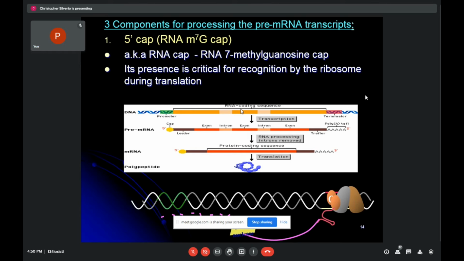Is that your first name? Yes, sir. Noriza. Did you understand this, Noriza, about the 5' cap? Yes po. So that the ribosome will recognize the messenger RNA. The RNA 7-methyl guanosine cap is very important for the recognition of the messenger RNA by the ribosome.